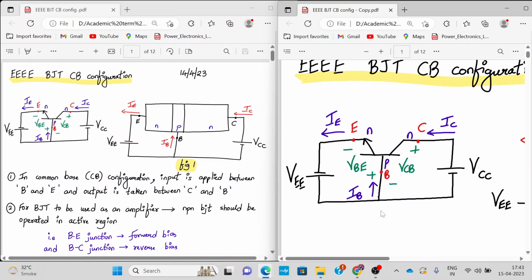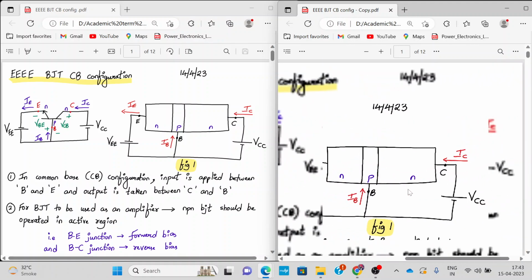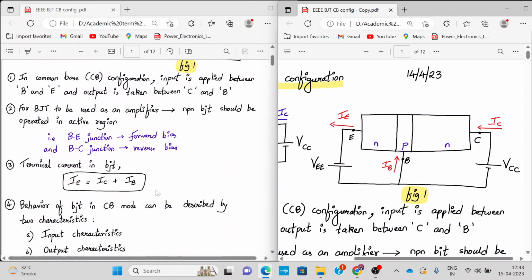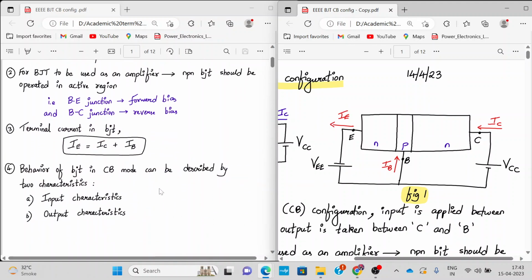For a BJT to be used as an amplifier, why do we bias it in the forward active region? Because it is the region where it is more preferred for the BJT to act as an amplifier. For that we have to keep the base emitter junction forward biased and the base collector junction reverse biased. This is the structural view of the same thing. We have drawn the NPN structure, which will be used when we explain the working in more detail. The terminal currents in the BJT are related as IE equals IC plus IB.